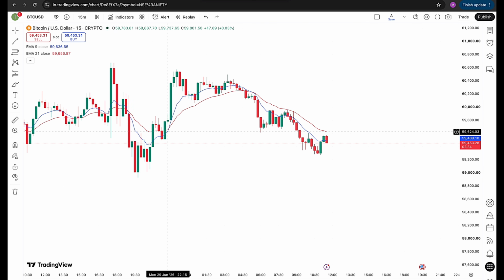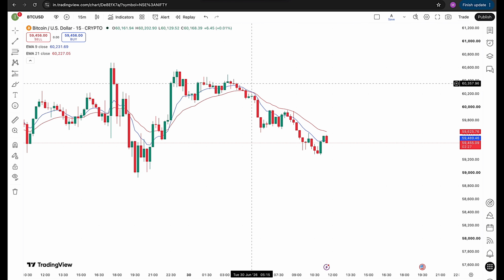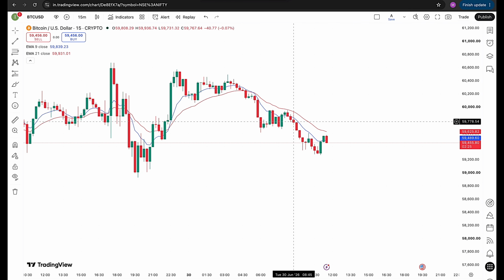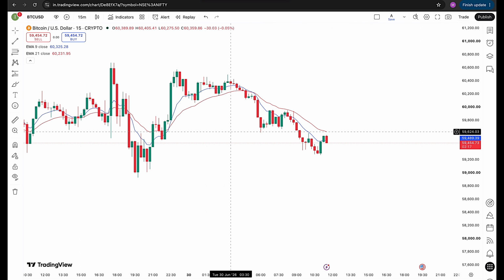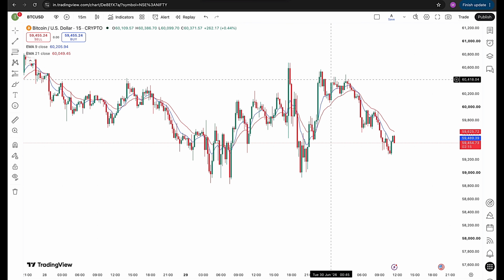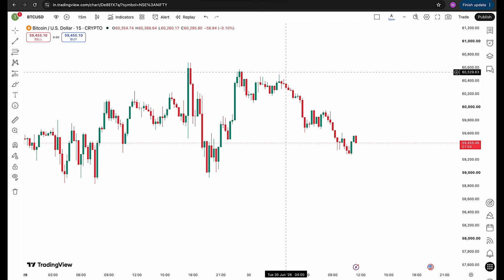So whenever our blue line is on top and the red line is below, it means our trend is upward. Similarly, when the red line is on top and the blue line is below, it means our trend is downward. This will be our first indicator, which we'll use for trend identification. After that, we are using RSI.